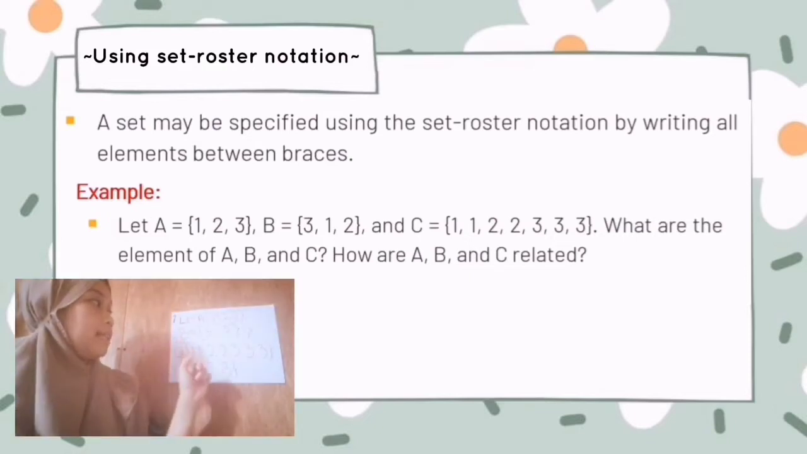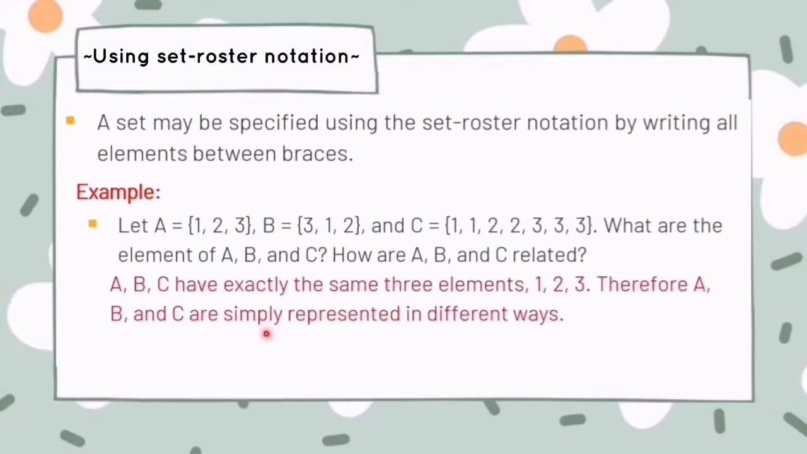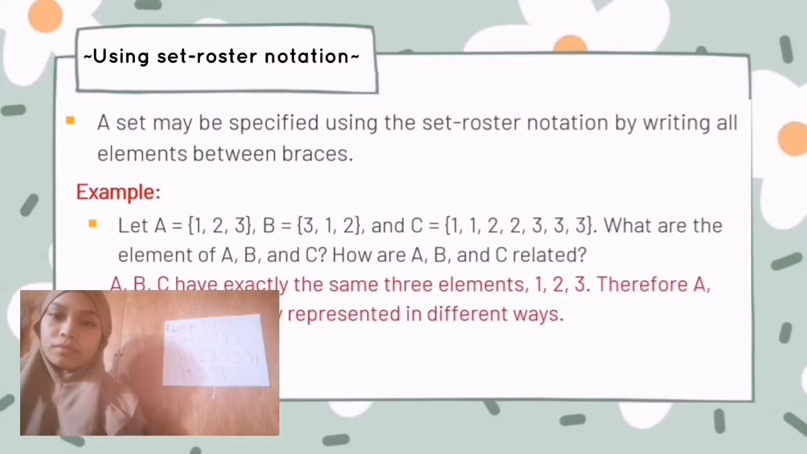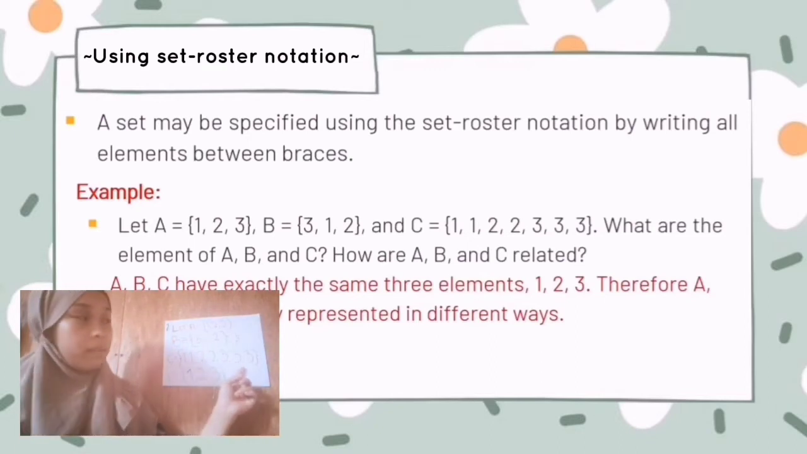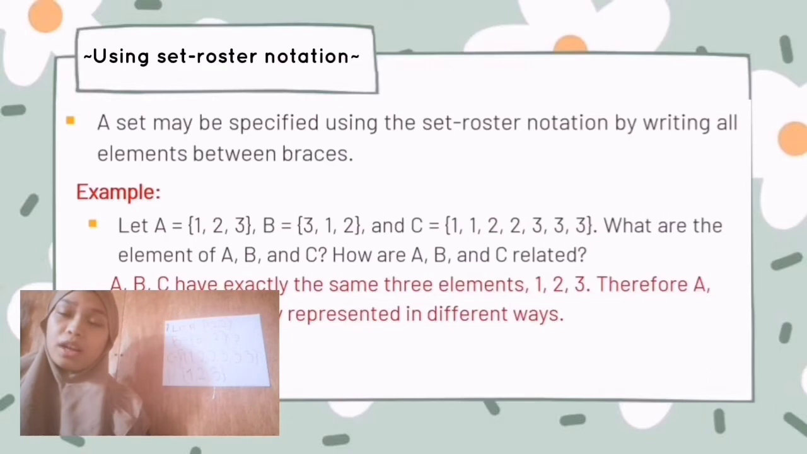Itong A, B, at C ay pare-pareho silang may 1, 2, at 3. Therefore, A, B, and C are simply represented in different ways. Kung napapansin nyo, hindi natin sinabi yung ibang 1, yung ibang 2, at yung ibang 3 because we are writing common elements kapag nag-describe tayo without repetition.